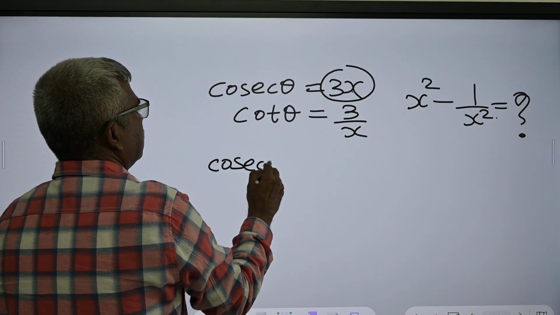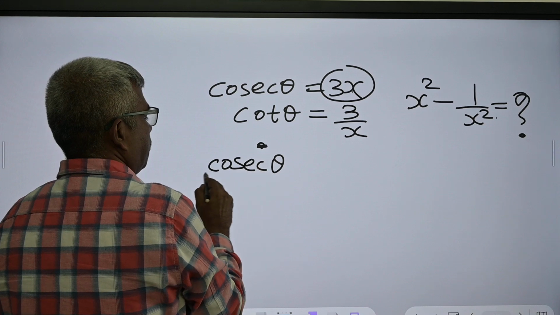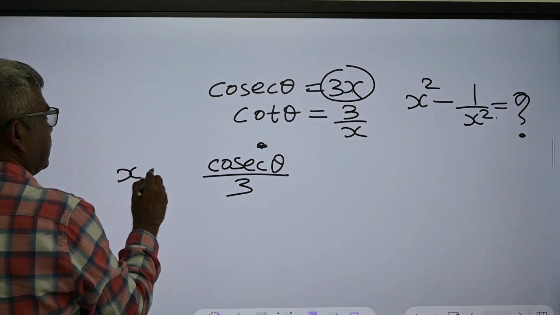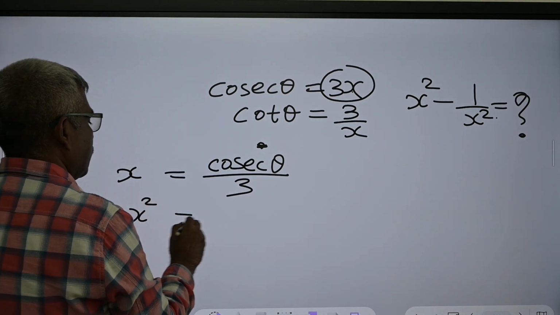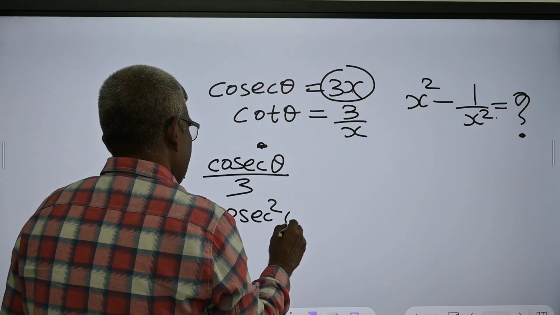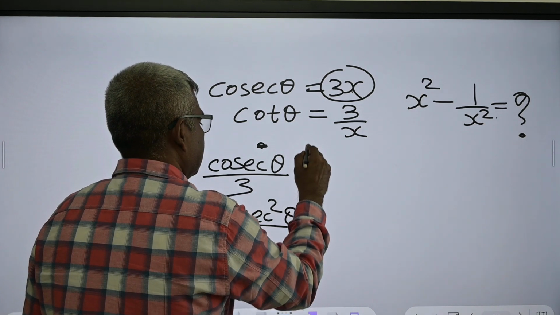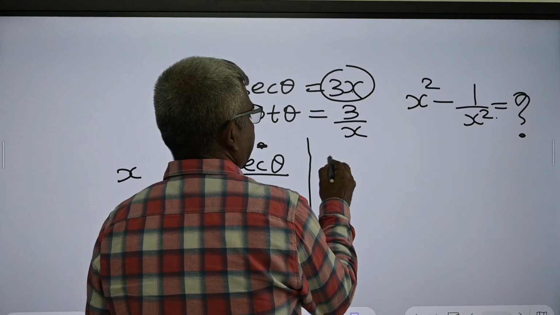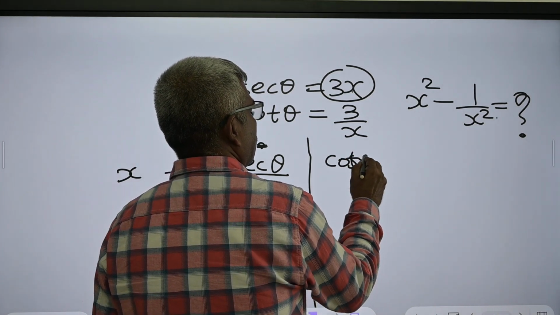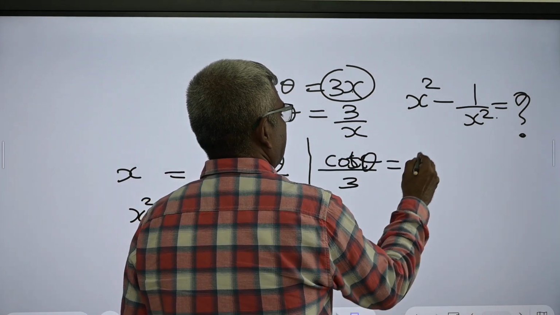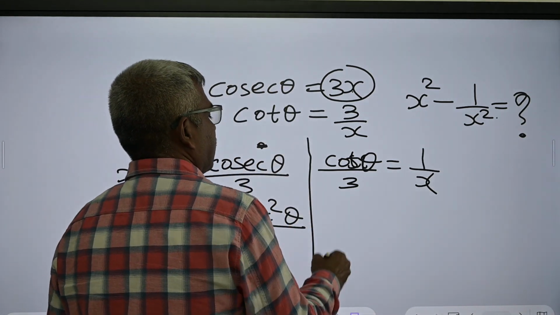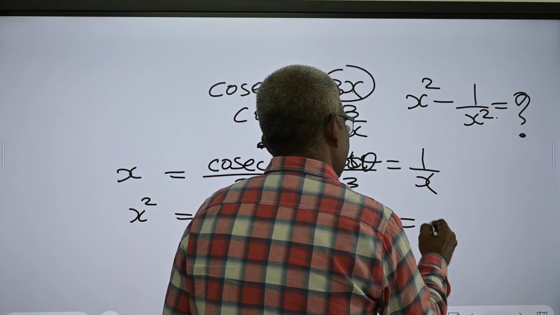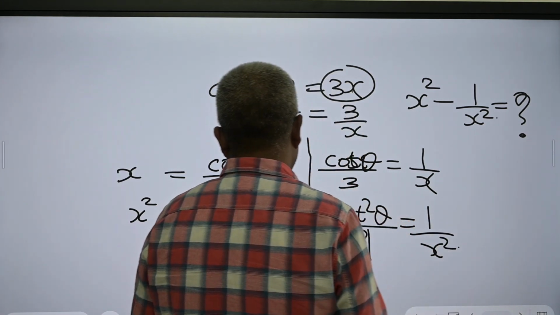Cosecant theta by 3, that is x. X squared is cosecant squared theta by 9. What is 1 over x? 1 over x is cot theta over 3. Cot squared theta over 9 is equal to 1 over x squared.